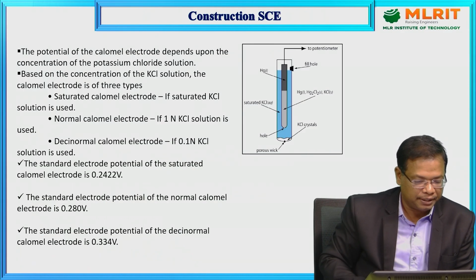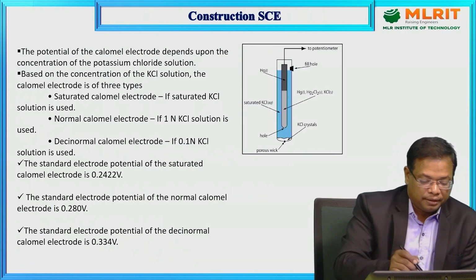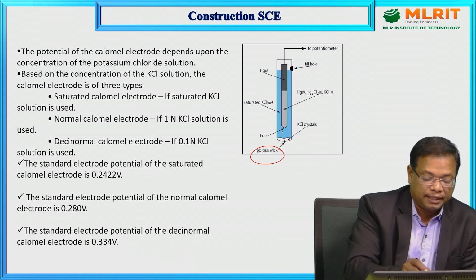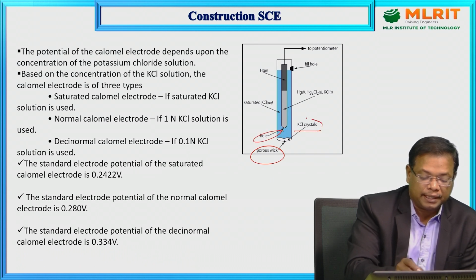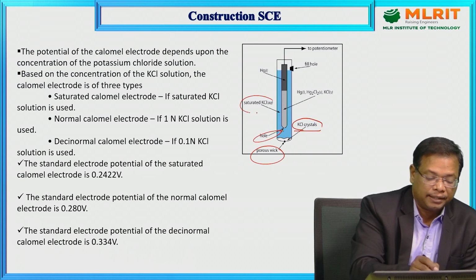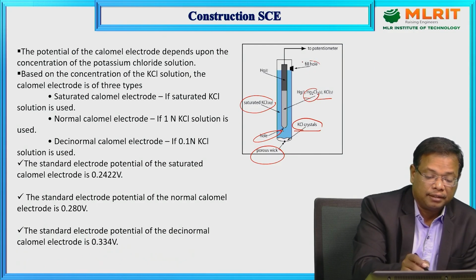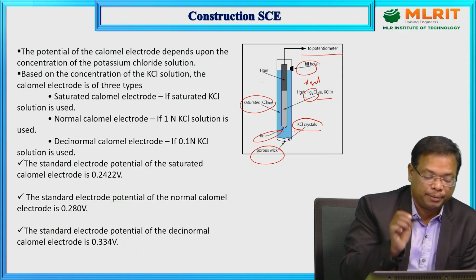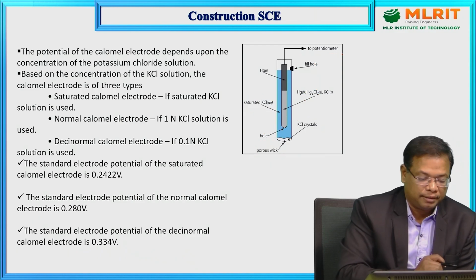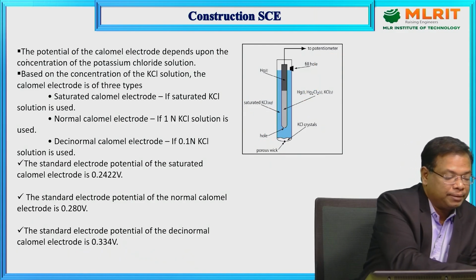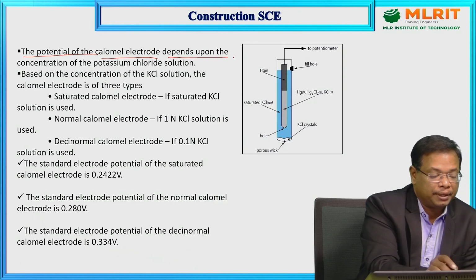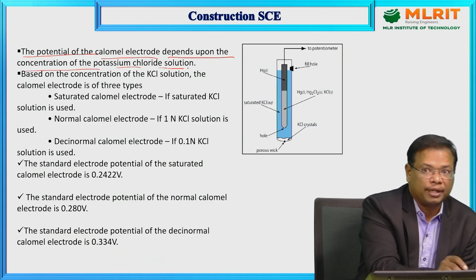So we can see the figure first. This is the porous wick. This is the hole, filled with KCl crystals, saturated KCl and mercurous chloride Hg2Cl2, with mercury and a connection to the potentiometer. This is the diagram. The potential of the calomel electrode depends upon the concentration of the potassium chloride solution.